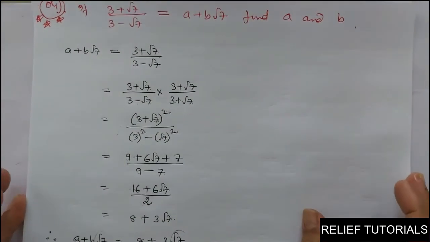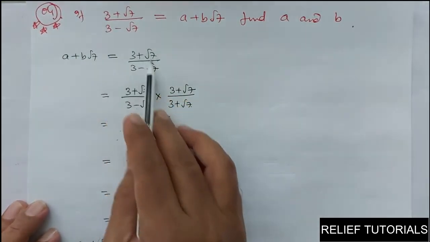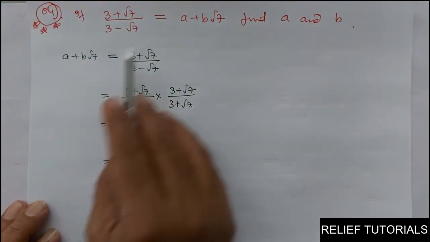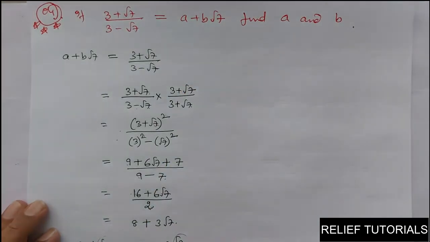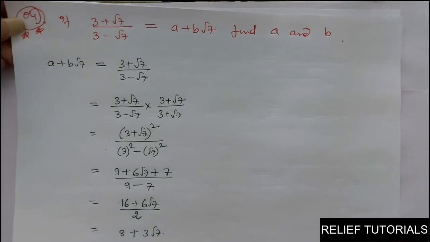I hope you understood this type of problem. Nothing you have to do, just rationalize this. You keep on solving, then you compare with this a + b√7. You will get the answer. Clear? So this is the case.